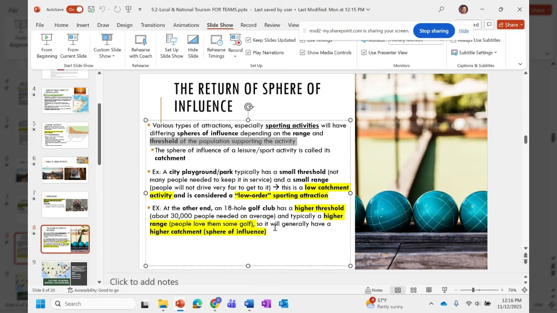So something that's a national sports league, the NBA or the MLB, or soccer teams in the UK, they're going to have a high range and a high threshold, whereas a city playground or park or sports arena, just a local arena, is going to have a smaller threshold. So Boise, for example, recently is getting a semi-pro soccer team. That's kind of that mid-level, middle threshold, middle range kind of thing.